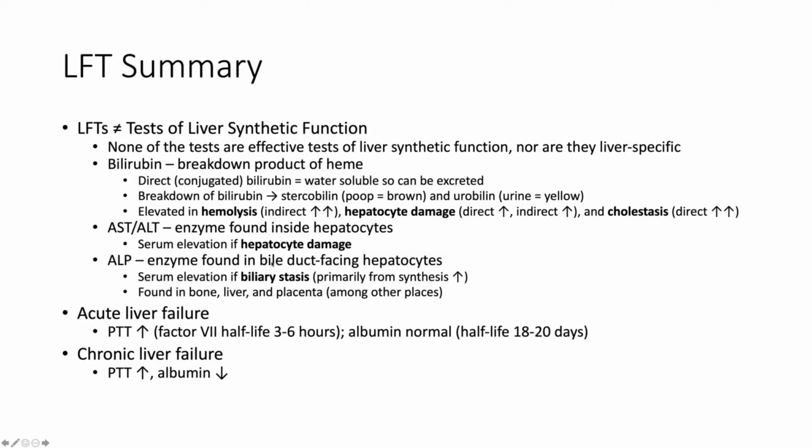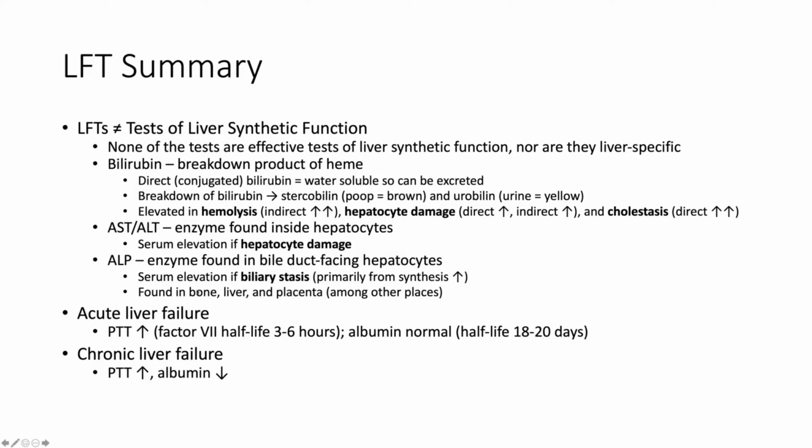Alkaline phosphatase is an enzyme that's found, among other places, in the bile duct facing hepatocytes and the biliary canaliculi facing hepatocytes. So it's in the hepatocytes. What's interesting is that it's elevated in biliary stasis, and they've actually shown that it's from synthesis and not from hepatocyte damage. That's important because you would think that if it was just from damage, it would rise in proportion to the AST and ALT. But that's not what happens. In biliary stasis, you increase the synthesis, and so the alk-phos increases a lot.